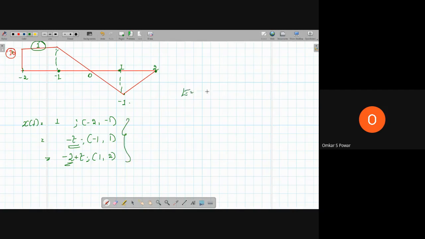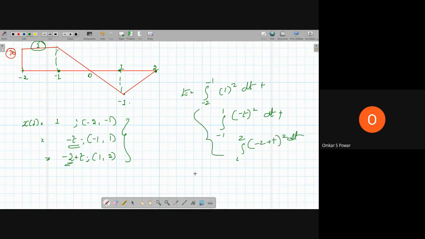Then you find the energy. Minus 2 to minus 1, 1 square dt plus integral. You have to write the formula, since we have already written so many times, I'm not writing it. Plus 1 to 2, minus 2 plus t the whole square dt. So it's your job to do this integration. So you'll end up with the answer as 2.